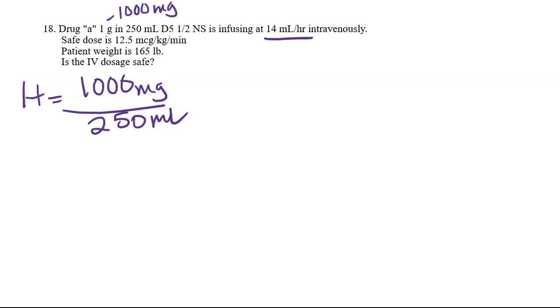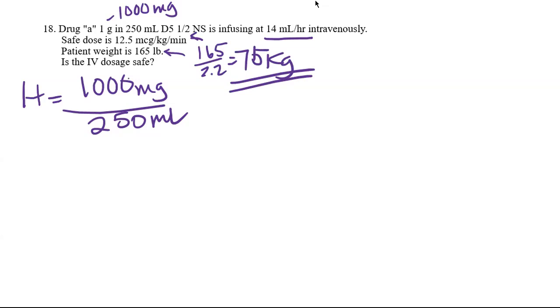The infusion rate is 14 milliliters per hour. The safe dose is 12.5. Okay, I'm going to take that out because I want to be able to see it. That's your safe dose. And this is what the patient weighs. So we take 165, divide it by 2.2, and that's how many kilograms we get. Okay, so that's going to be 165 divided by 2.2, which is 75 kilograms. That's what the patient weighs.